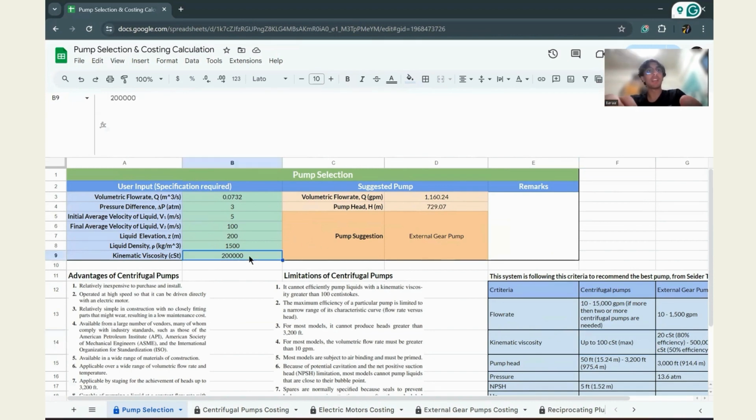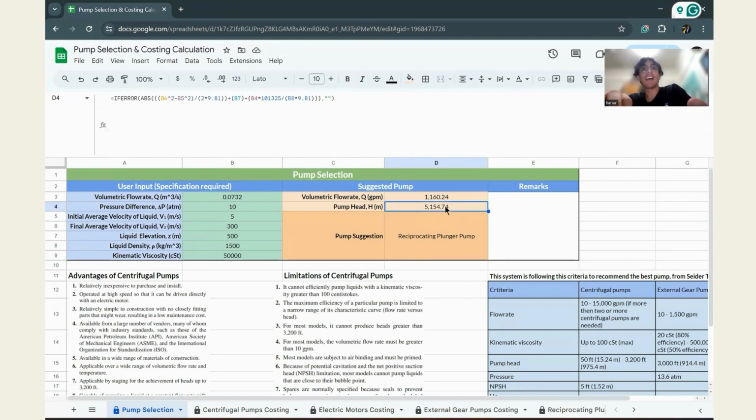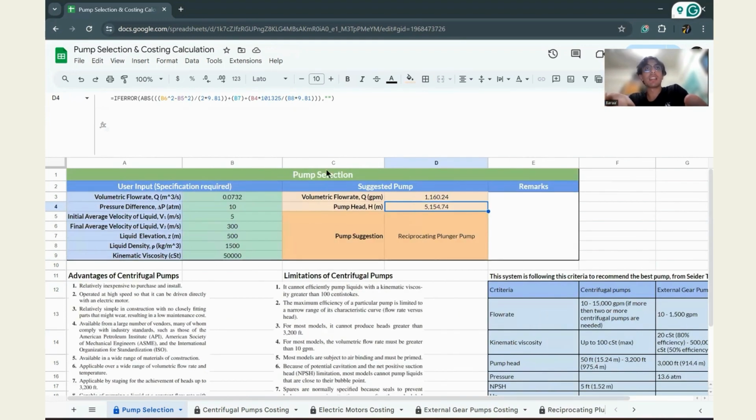But how about we try to increase the pump head while decreasing the kinematic viscosity? So let's keep the kinematic viscosity at 50,000 while increasing the pump head. We make the pressure difference 10 atm, and then the velocity to 300, and then the liquid elevation to 500. As you can see, it will directly suggest the reciprocating plunger pump because the pump head is actually very high and it cannot be handled by either the centrifugal pump or the external gear pump. And this is how the pump selection works.